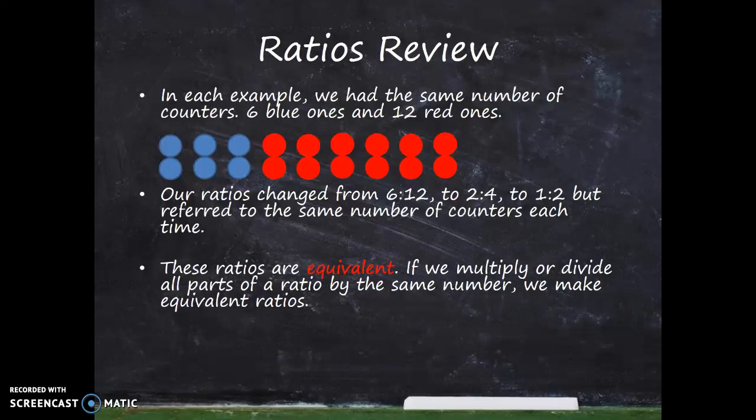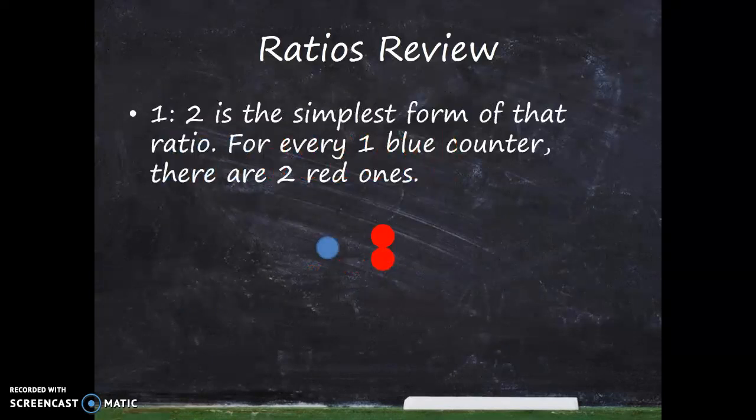If we multiply or divide all parts of a ratio by the same number, we make equivalent ratios. I didn't show you the multiplication or division in those examples, but that's basically what I did by regrouping. So 6 to 12 equals 3 to 6, which equals 2 to 4, which equals 1 to 2. 1 to 2 is the simplest form of that ratio. For every 1 blue counter, there are 2 red ones.